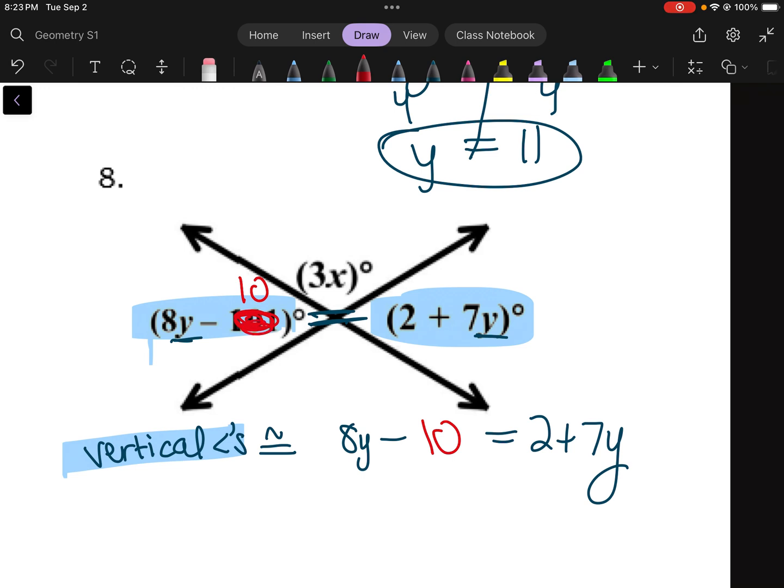So 8y minus 10 equals 2 plus 7y. Okay, we're going to subtract the 7y now. That's going to work out way better. And then y equals 12. Okay, before, that question would not really work out. So sorry for that small error. So 8y minus 10 equals 2 plus 7y, and y equals 12, okay?